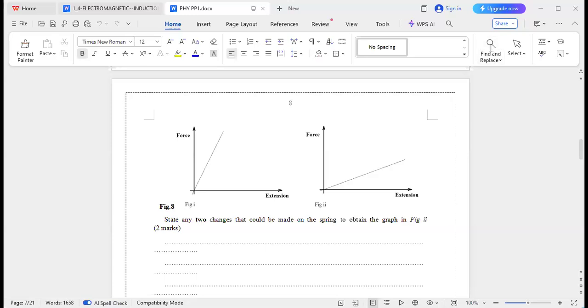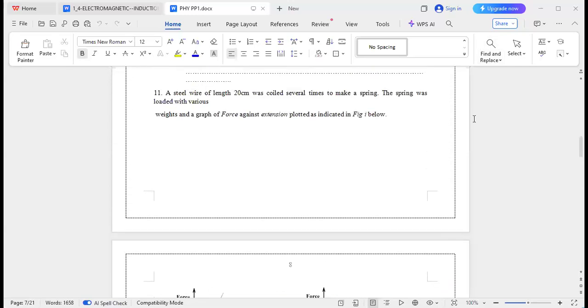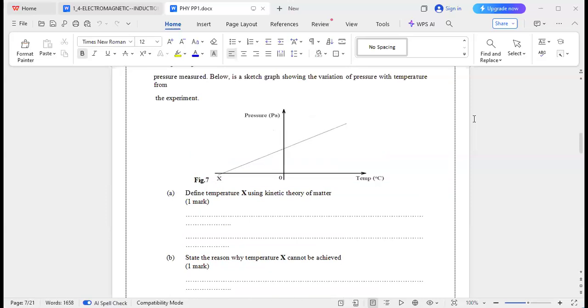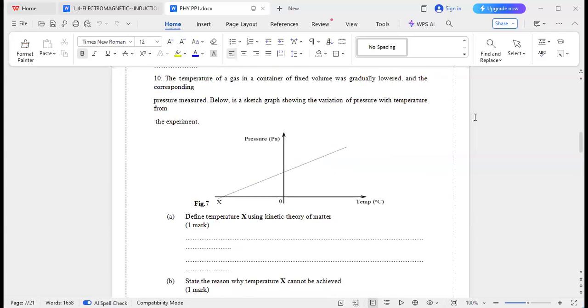Yes. Could you repeat the last question that you've done, the previous one, the last answer? That's number 10. Yeah. Both A and B. Yeah. B. Yeah. Okay.